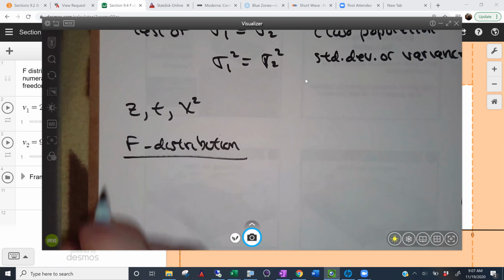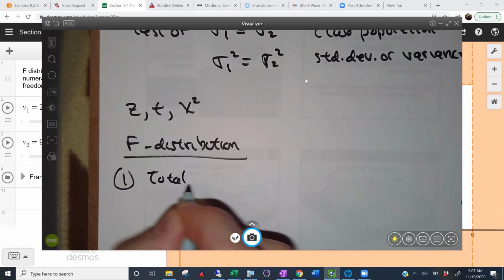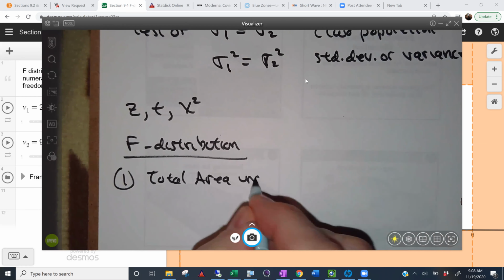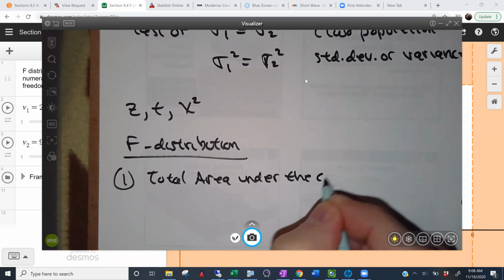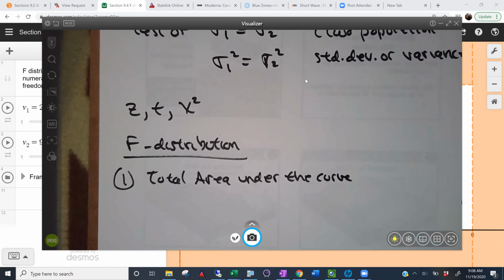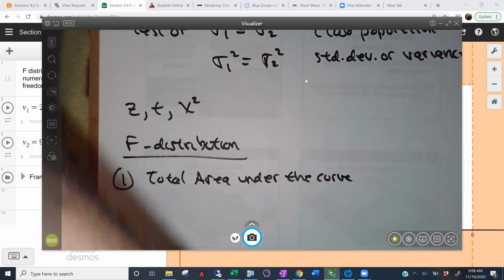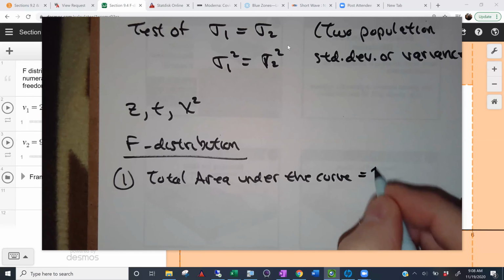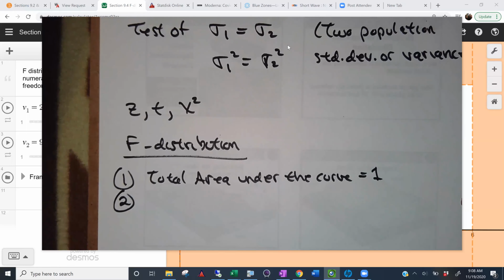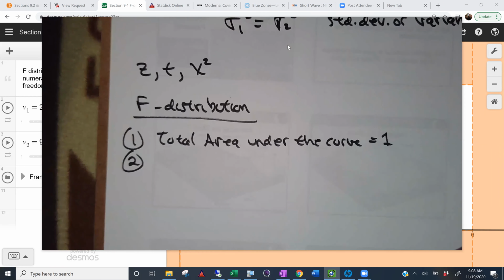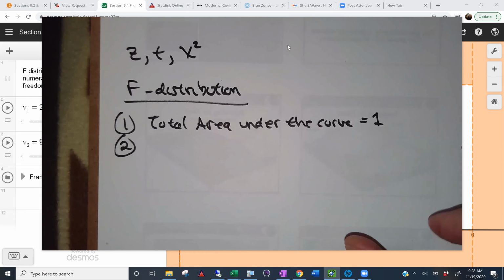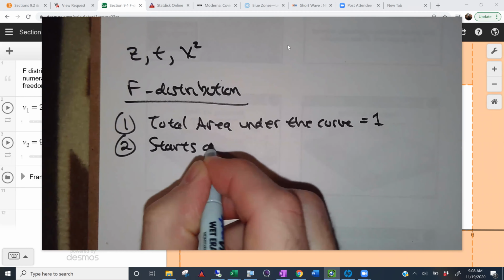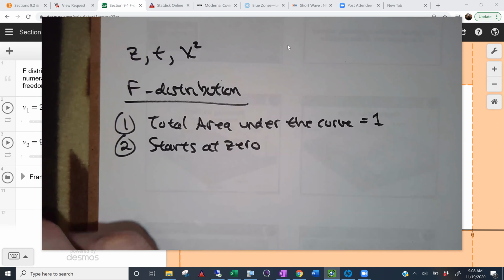So like all of our distributions, the total area underneath this curve would be what? 1. I'm sorry, one more time? 1. Yeah, total area underneath the curve is 1. That's about where it stops all its similarities with the t distribution and the z distribution. It starts at 0. It's not symmetric.